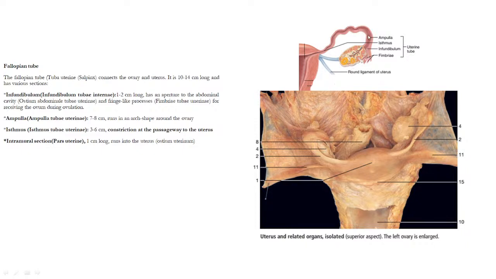The infundibulum tubae has an aperture to the abdominal cavity, ostium abdominale tubae uterinae, and fringe-like processes, fimbriae tubae uterinae, for receiving the ovum during ovulation. The ampulla runs in an arch shape around the ovary. The isthmus is a constriction at the passageway to the uterus. The intramural section, pars uterina, runs into the uterus. You see the ostium uterinum.